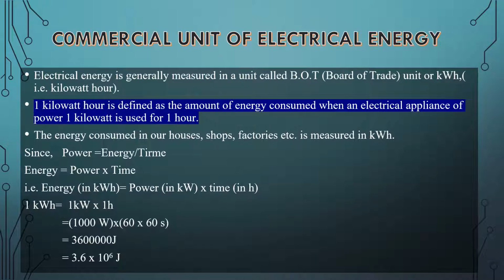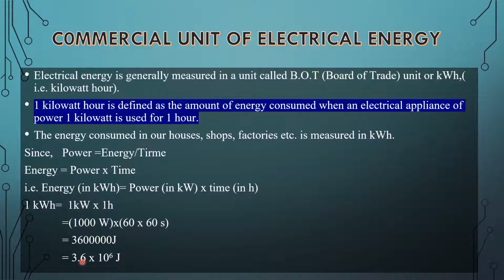Electrical energy is generally measured in a unit called Board of Trade Unit or kilowatt hour. 1 kilowatt hour is defined as the amount of energy consumed when an electrical appliance of power 1 kilowatt is used for 1 hour. The energy consumed in our houses, shops, factories, etc. is measured in kilowatt hour. Or we can say that the commercial unit of electrical energy is kilowatt hour.